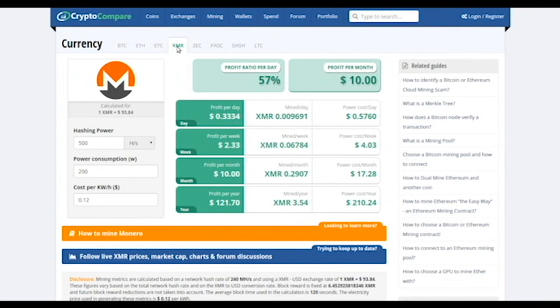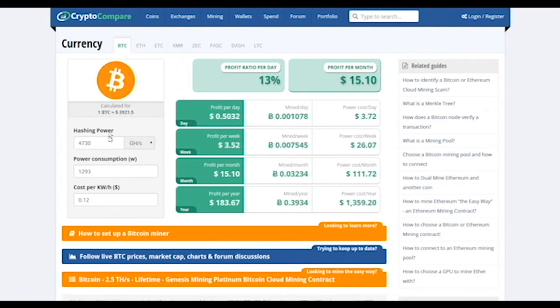So right now we're looking at Monero, and this is really interesting to me, that it's a really low hash rate. It's only 500 hashes per second. It's only consuming 200 watts. And they're saying that'll get you about $10 a month, right? So not a lot of power being sucked out there. Whereas you go over to Bitcoin, and now we're talking 4,730 gigahashes, huge amount of power, 1,293 watts, and it's just not that much. In terms of the profit you're generating, it's not very much considering how much more power you're using, how much more hardware you actually have to have.